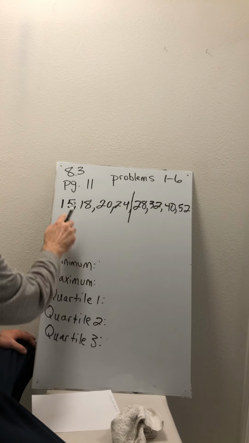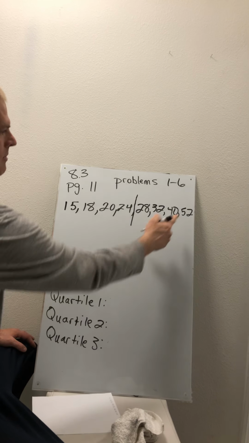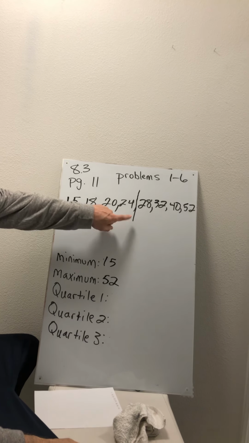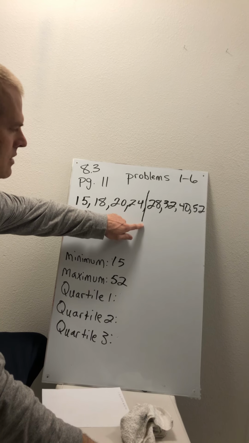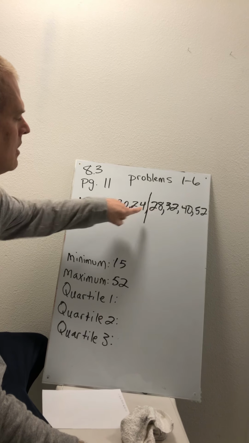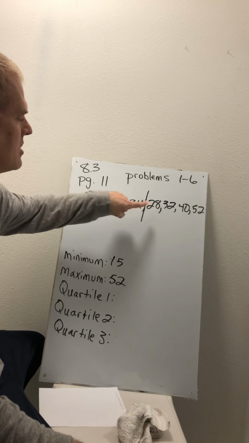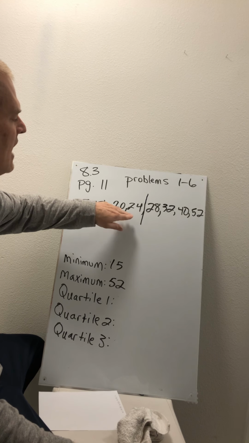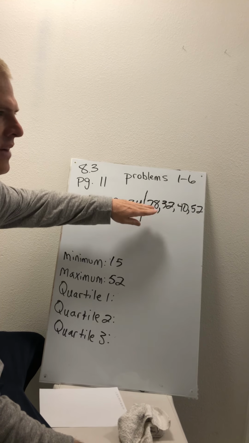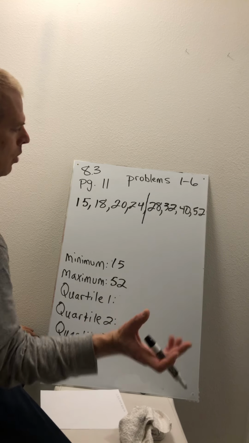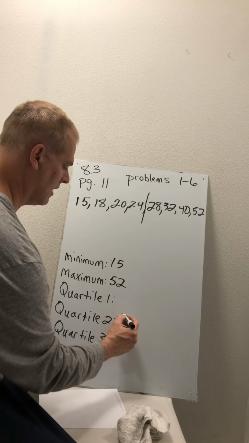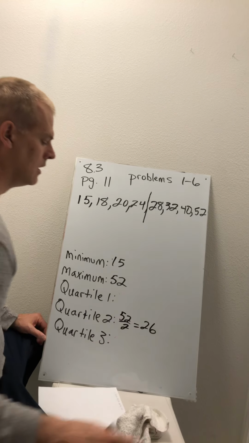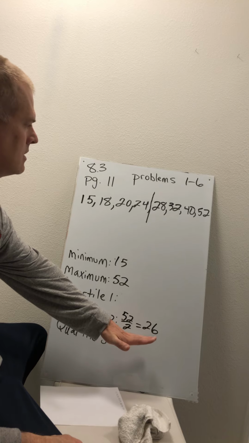So we can go to the minimum is 15, my maximum 52. Okay, so those are 2 easy ones I can just write down. So we go to this first one, which is our quartile 2. Well, we don't know what the middle is. So what we do is we add these 2 numbers up. Okay, so 24 and 28. Okay, so if I add these 2 together, I get 52. And 52 divided by 2, why 2? Because there's 2 numbers, so I write 52 divided by 2, and I get 26. So quartile 2 is 26, okay?